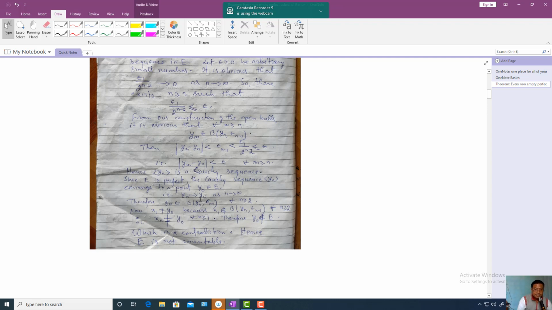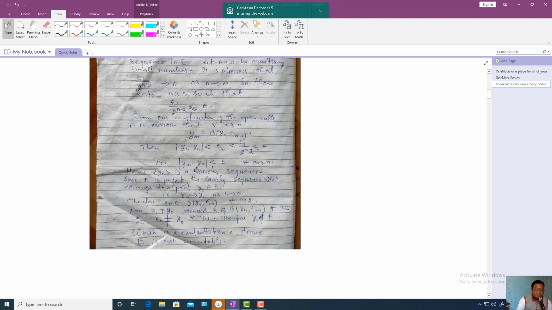So then what? Yn tends toward y naught as n tends to infinity. All right. So see, the thing is like that: if the first ball contains the second ball, then every member of the second ball is a member of the first ball, right? So then the third ball contains the second ball, the fourth ball contains the third ball, like that, no? So as n tends to infinity, you will get a smallest ball, right? The smallest ball is a subset of every other previous open ball. Okay, and in that smallest open ball, your y naught is there.